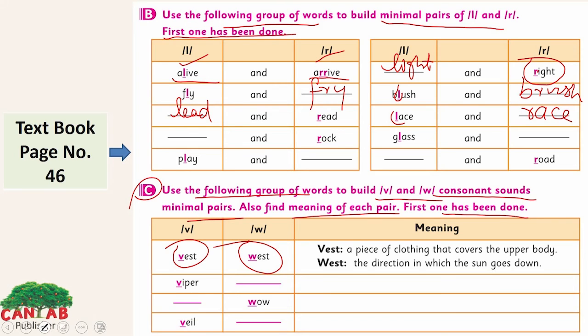You can find the meaning of these words with the help of a dictionary. Like waist is the part of the body above the hips, and the west is the direction in which the sun goes down. What will be the minimal pair of this wiper here? Yes, viper. Find these words and their meanings from the dictionary too.